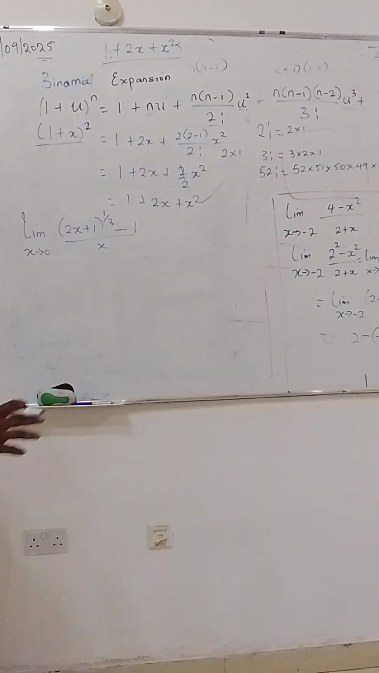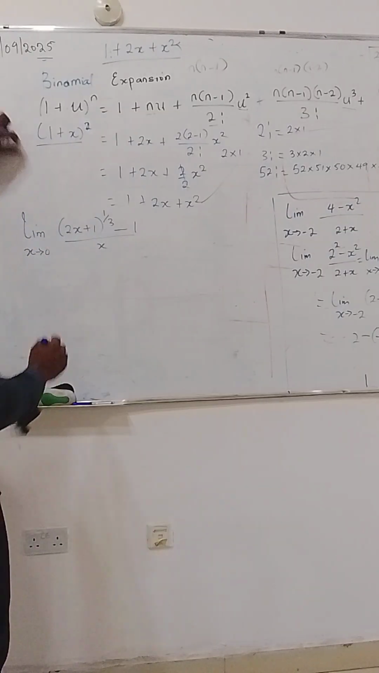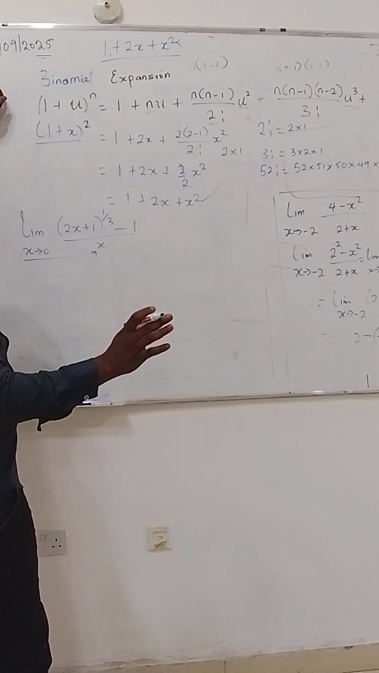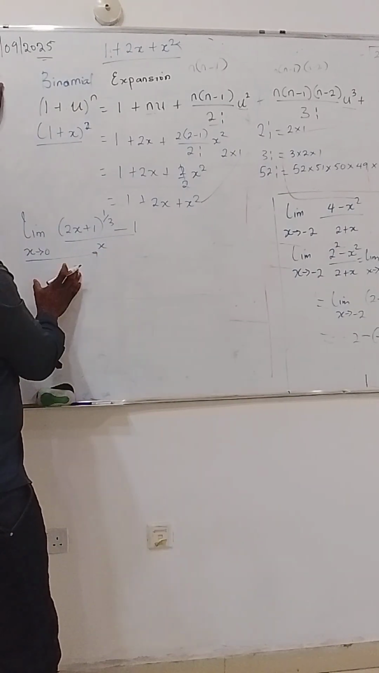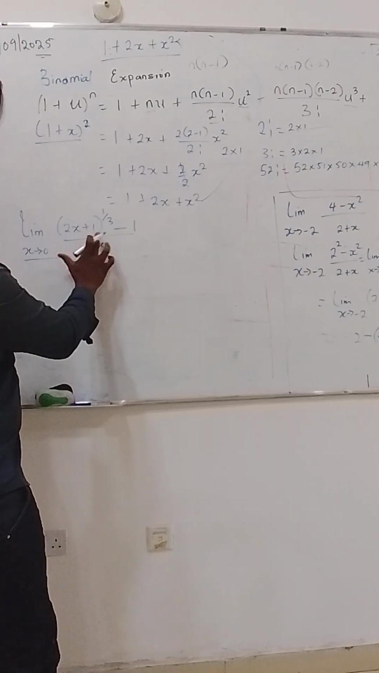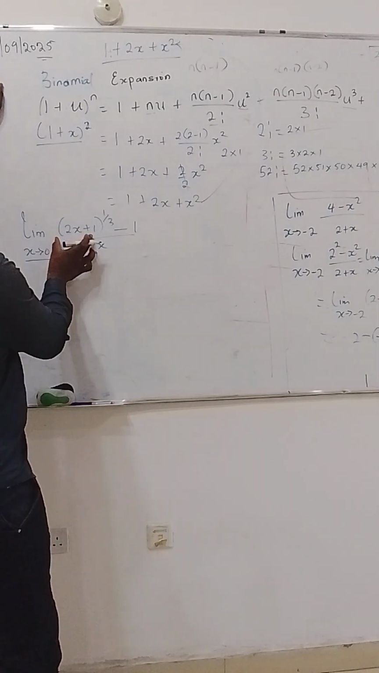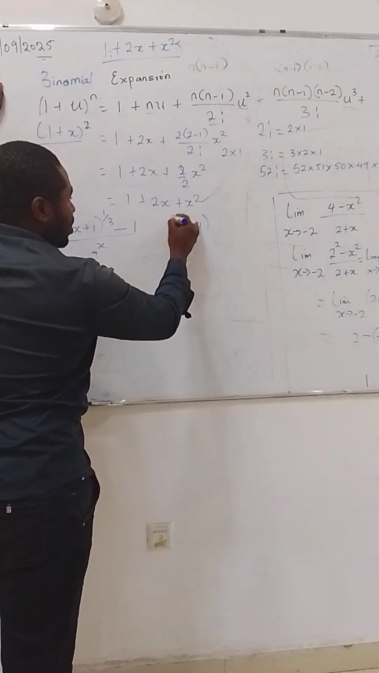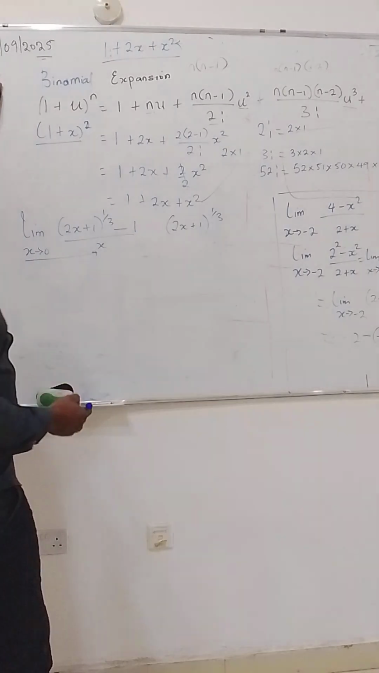So for this case, if we pass the limit, we are going to get 0 in the denominator. We don't want that. So what we are supposed to do is factor out x. And the only thing we can do here is to look at this particular expression: 2x plus 1, right? Raised to power 1 over 3.